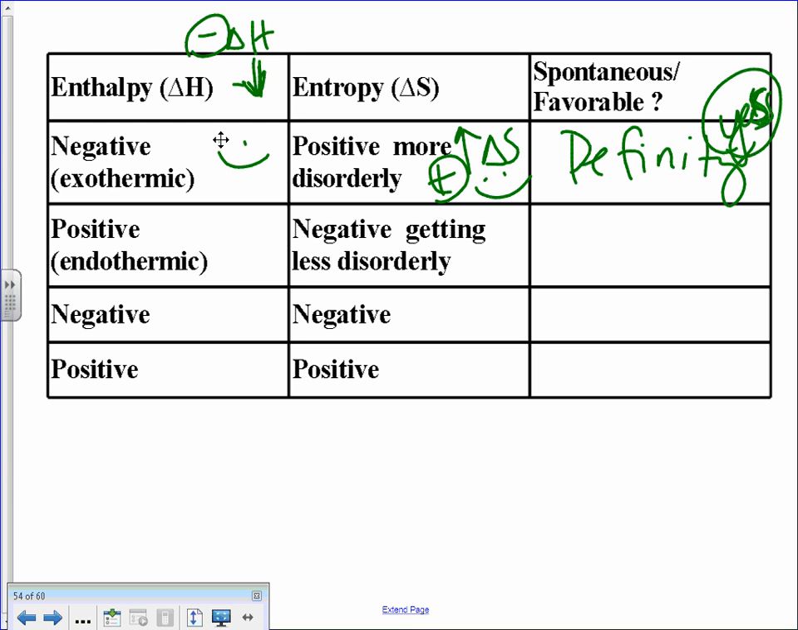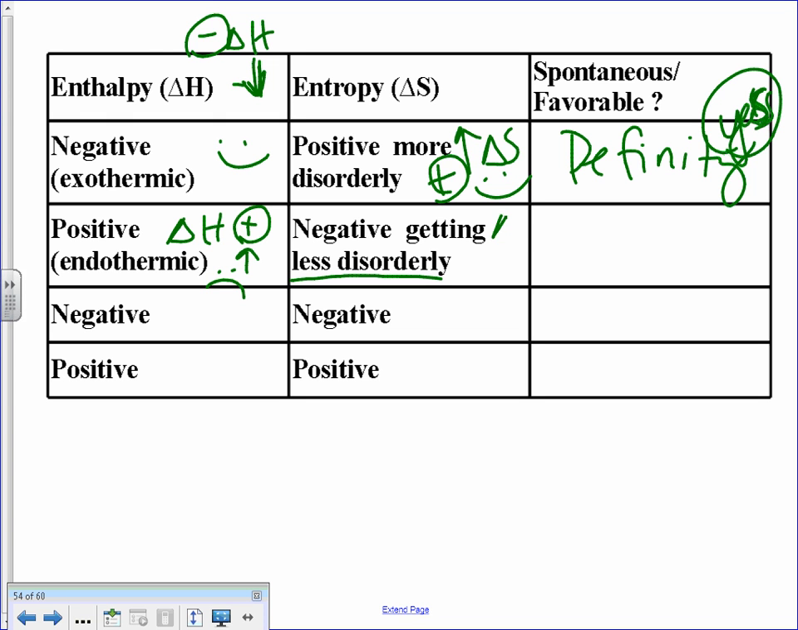If the delta H is positive, meaning it's going up, is that happy face or sad face? Sad face. Okay, we do not want it to go up. We want to release the energy to the universe. And the second option here with entropy, if it's getting less disorderly, what's another way of saying that? More ordered. It takes a lot of energy to do that. That's just not favorable for a reaction.